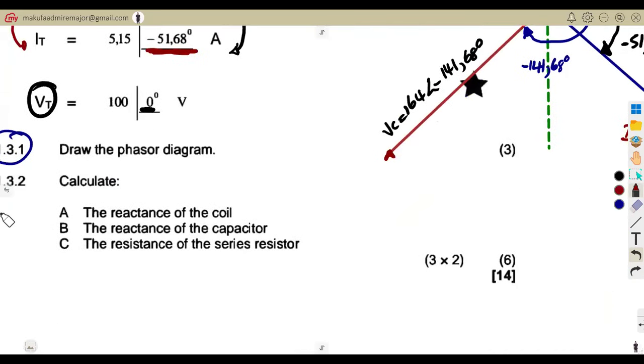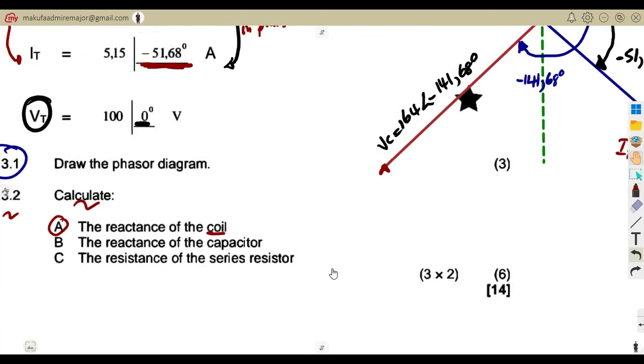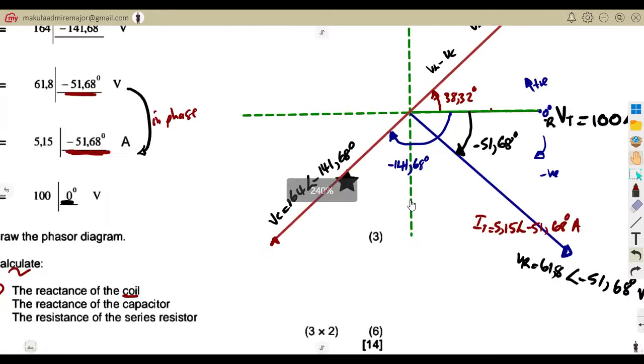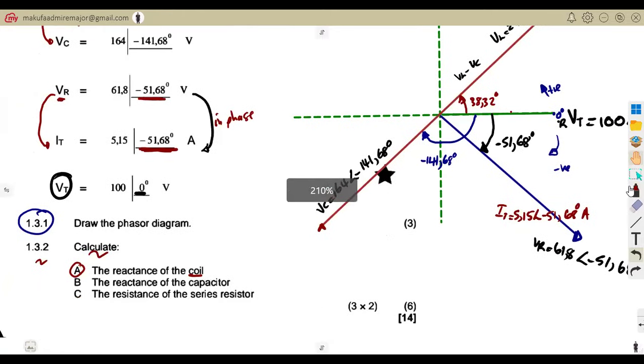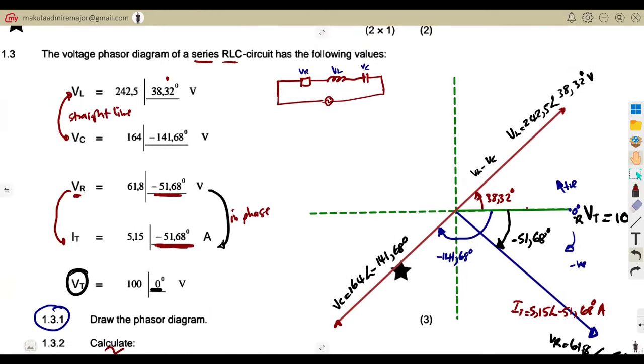So on that question, on 3.2, that is now 1.32. Calculate A, the reactance of the coil. The reactance of the coil, as we can consider that we have got VL in that case. So how can we have the reactance? We have got VL, we have got the current, VT. So let's consider, because this is a series combination, that we do understand that in a series, the current is the same. The total current is the same.